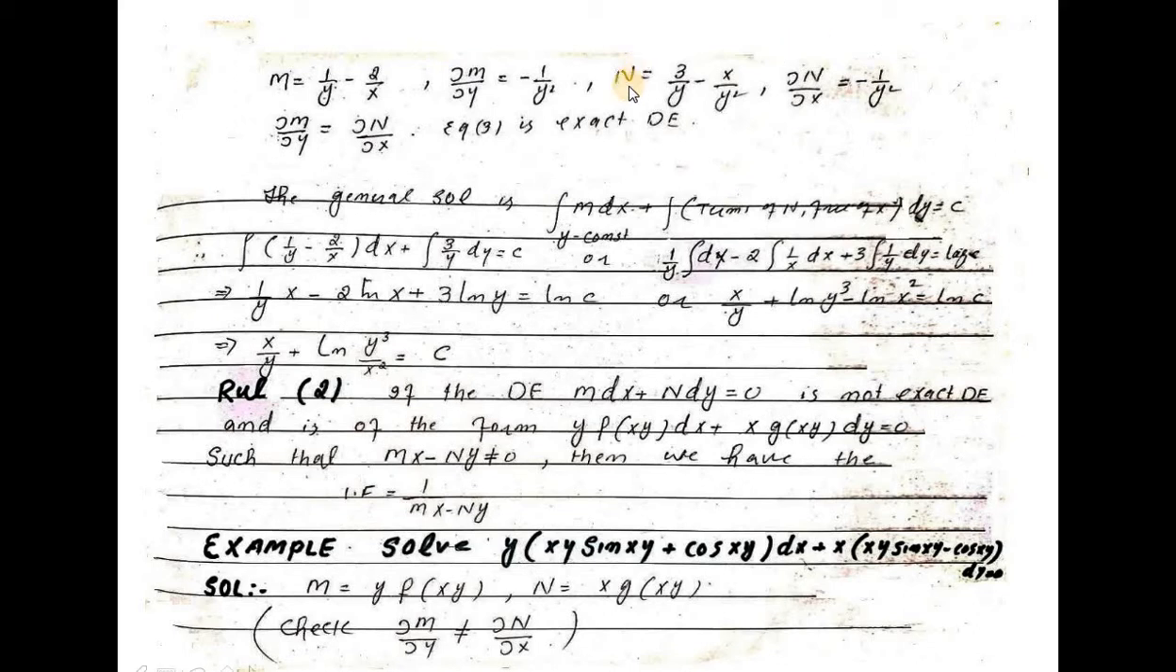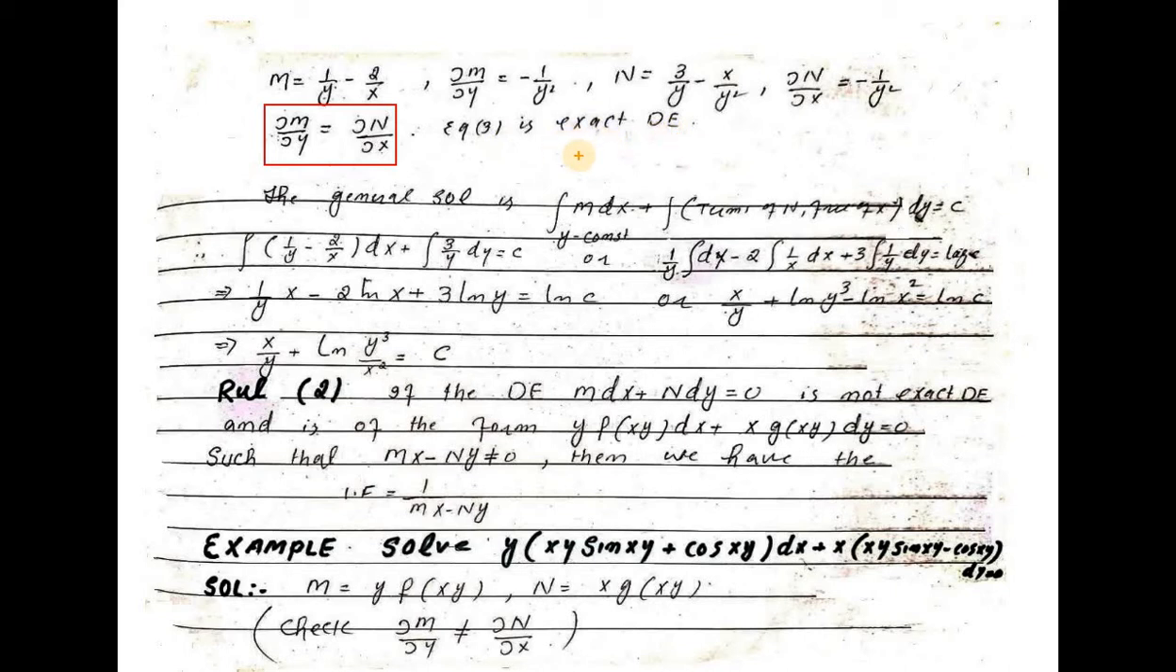Similarly, this is the value of n. We have to differentiate with respect to x, so this x will become 1, and finally we will get minus 1 over y square. Since y is constant, 3 over y will be equal to 0. Now comparing both the values, we see that del m over del y is equal to del n over del x. Hence equation 3 is an exact differential equation.